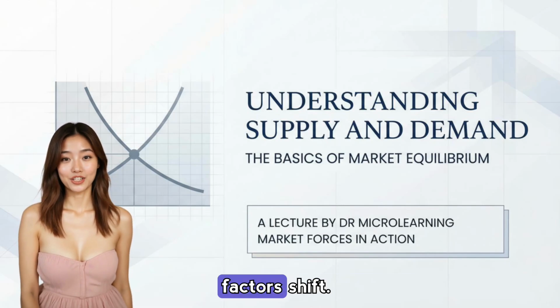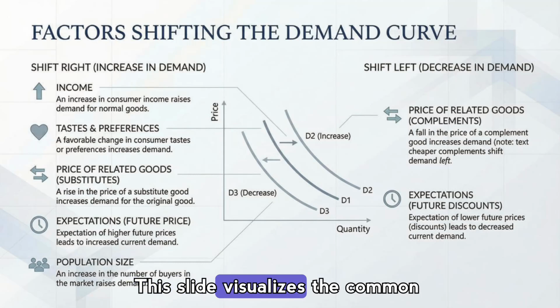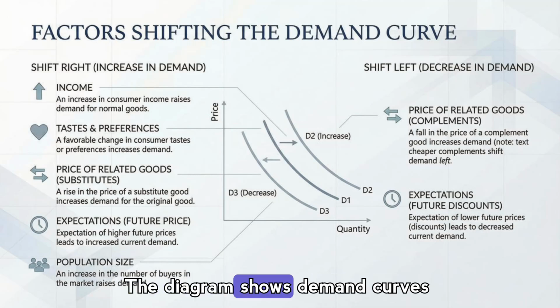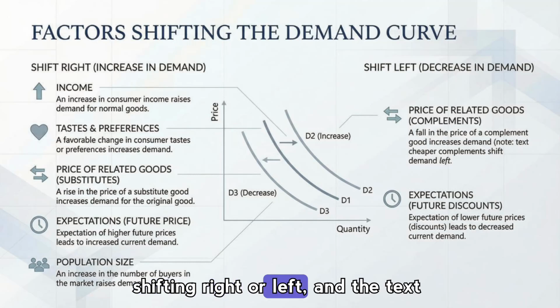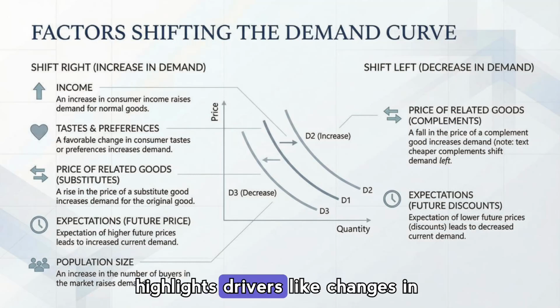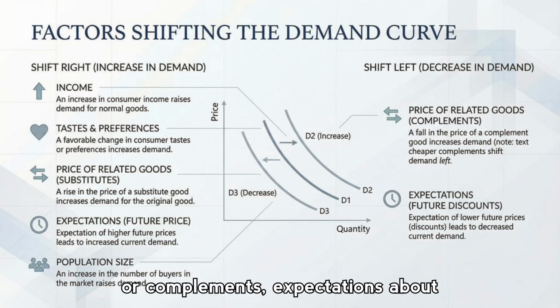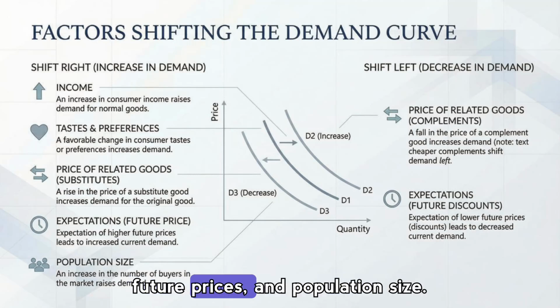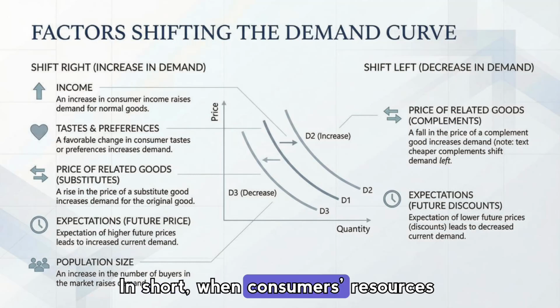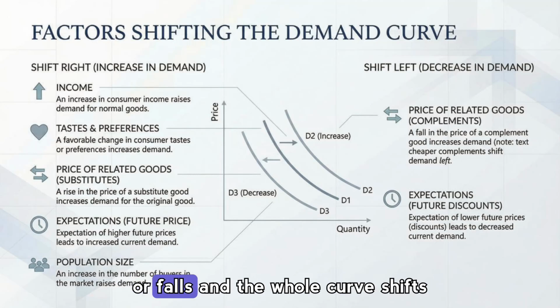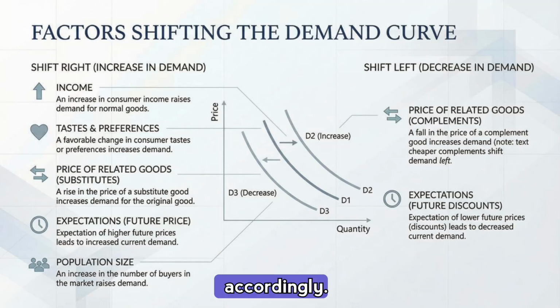when external factors shift. This slide visualizes the common reasons a demand curve can move. The diagram shows demand curves shifting right or left, and the text highlights drivers like changes in income, tastes, prices of substitutes or complements, expectations about future prices, and population size. In short, when consumers' resources or preferences change, demand rises or falls, and the whole curve shifts accordingly.